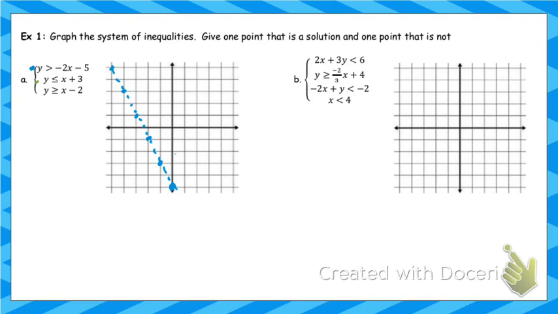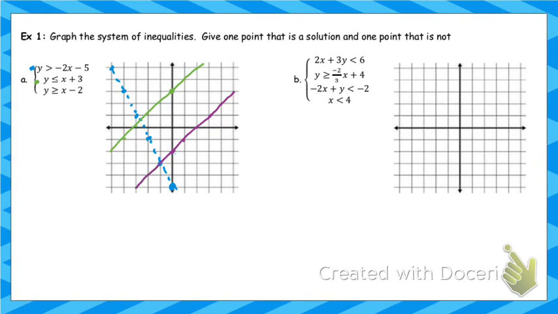Our second line, y is less than or equal to x plus 3, y-intercept of 3, slope of 1, solid line. All right, then the next one, y is greater than or equal to x minus 2, y-intercept of negative 2. And this one is also or equal to, so we're also going to use that solid line.